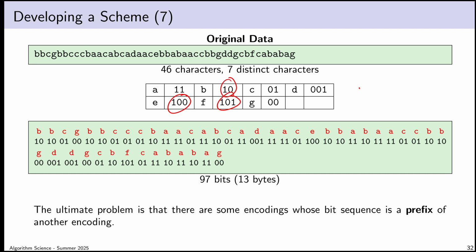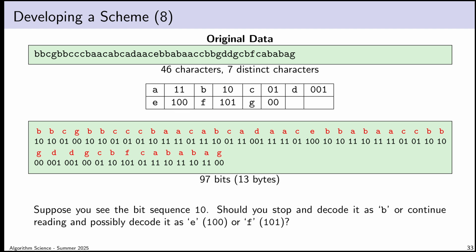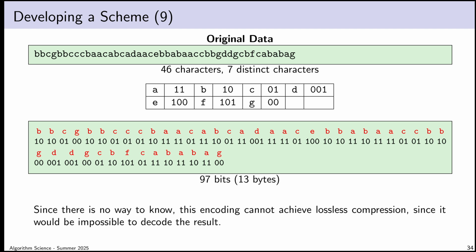So you can see if my sequence starts 1, 0, 0, am I looking at a B followed by the beginning of something else, or am I looking at an E? I have no way of knowing, because the encoding for B is a prefix of the encoding for E. And the slides agree with me, so I've gotten a bit ahead of the slides here. We'll just skip over that.